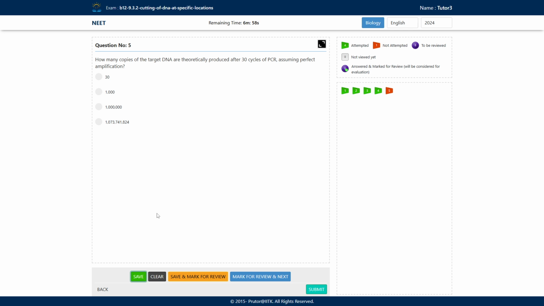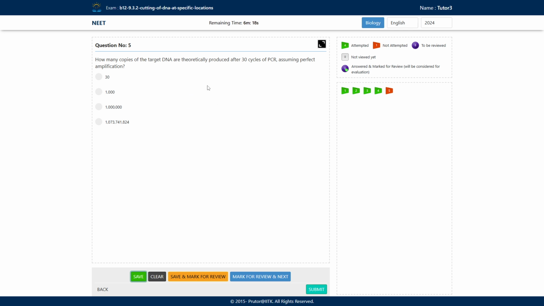Now, last question. How many copies of the target DNA are theoretically produced after 30 cycles of PCR, assuming perfect amplification? As I have told you, if there is perfect amplification, that is okay, 1 billion, good. As you have already given the answer, but let me explain also that if there is perfect PCR, then the formula is N equals N naught times 2 raised to the power n, where n is the number of cycles.